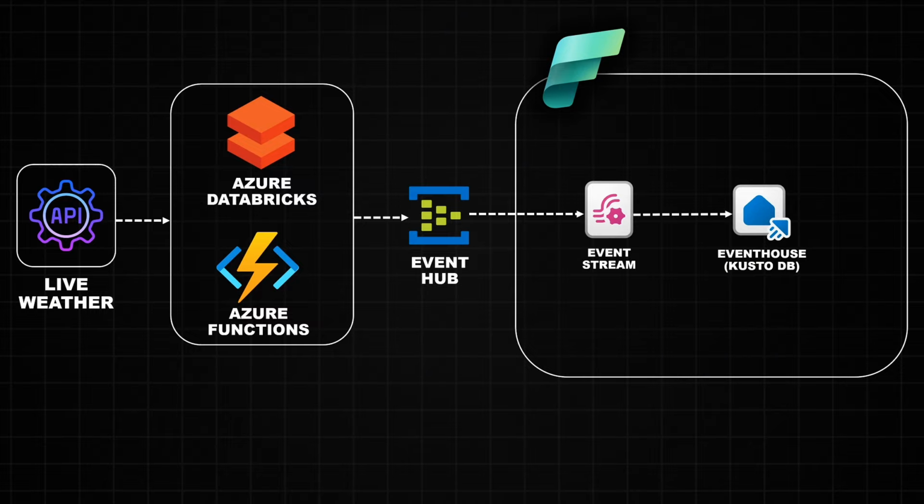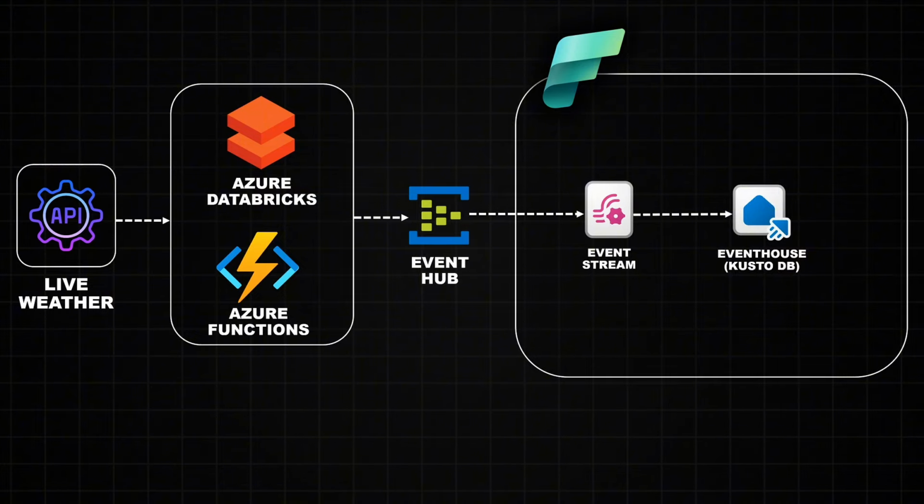The Event House provides a solution for handling and analyzing large volumes of data, particularly in scenarios requiring real-time analytics. It is a kind of workspace for databases in Microsoft Fabric. Here, we will be creating a Kusto DB for loading all the streaming weather data. So basically, we'll be using Event Stream pipelines to connect to Event Hub, pull the streaming weather data, and load it continuously to the Kusto DB.